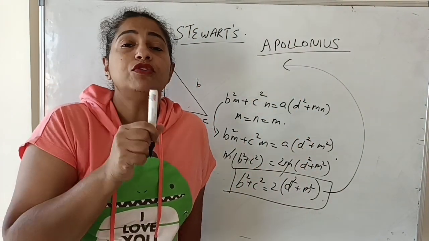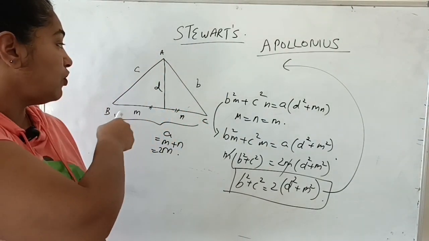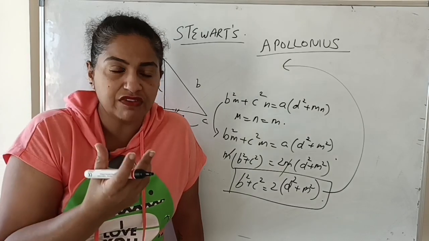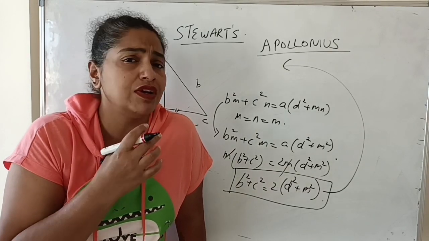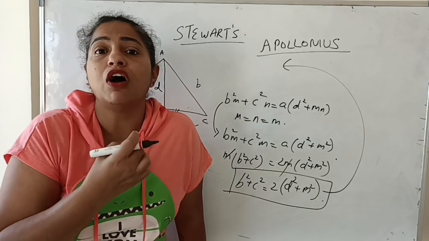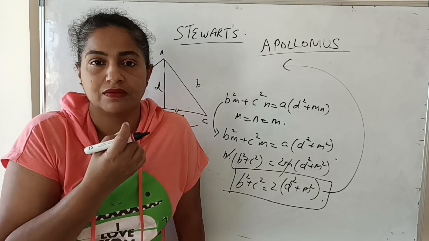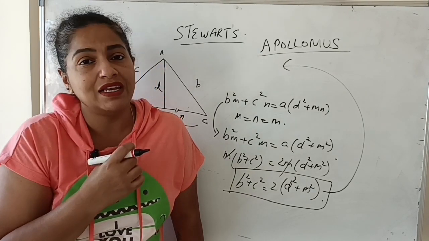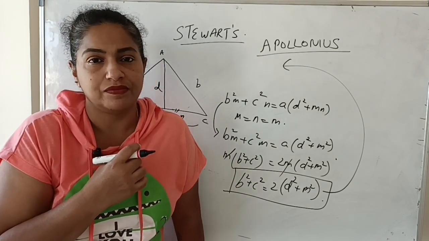This theorem helps you to find the length of the median for any triangle. So from Stewart's theorem, which was meant for finding the length of the cevian for any scalene triangle, we have moved on to the Apollonius theorem, which tells you how to find the length of the median. Now we see how Stewart's theorem can lead us to the Pythagoras theorem.